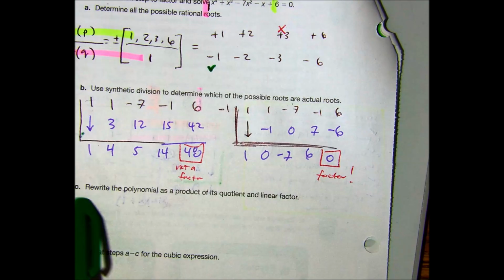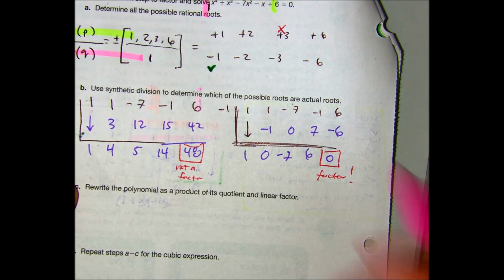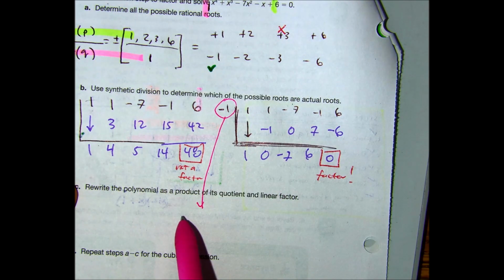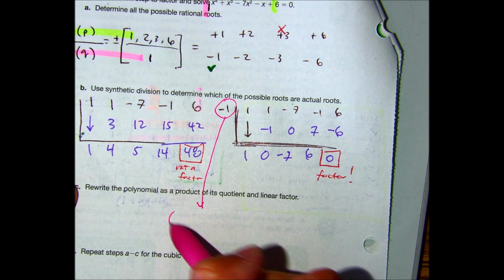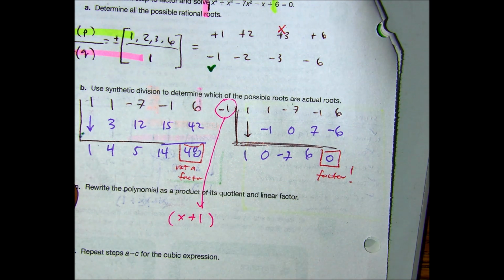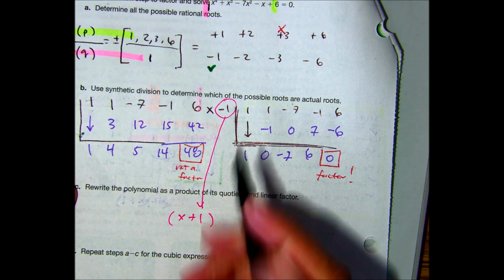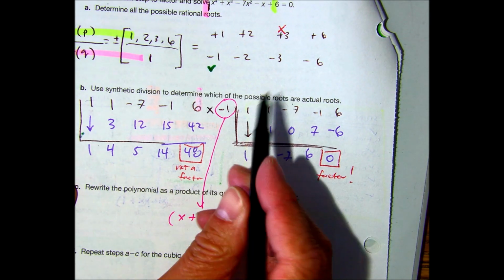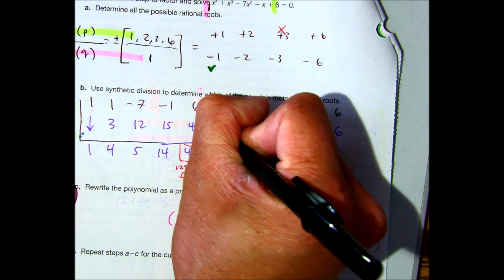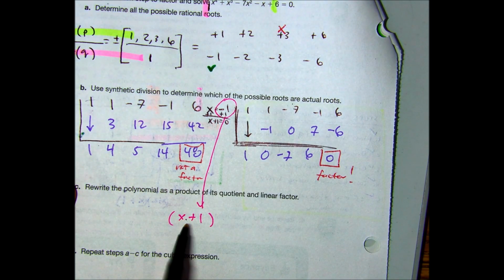It says rewrite the polynomial as a product of its quotient and linear factors. What does that mean? I need to write a number here. Class, should I write x -1? X plus 1. Remember, if you forget, write an x in front. This was from your last quiz. Do I really need to have the x there? Yes, you do. X equals -1, and then if you add 1 to both sides, you get x plus 1 equals 0. That's why it's an x plus 1. Okay, here's the next question.